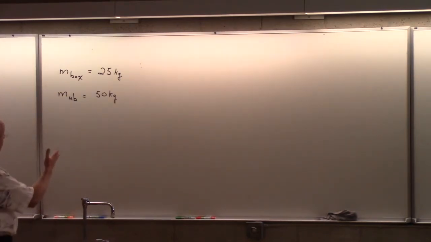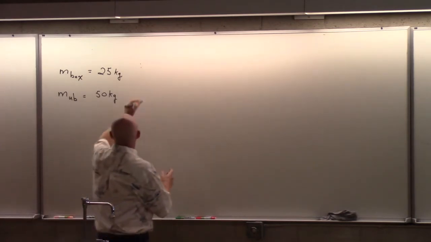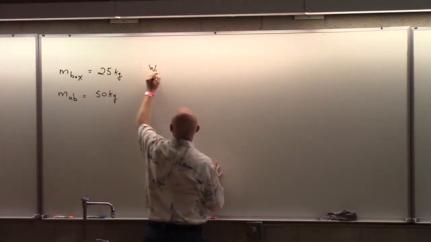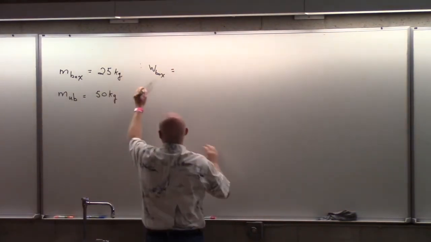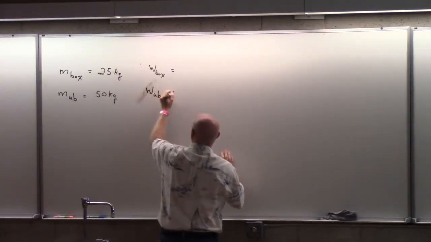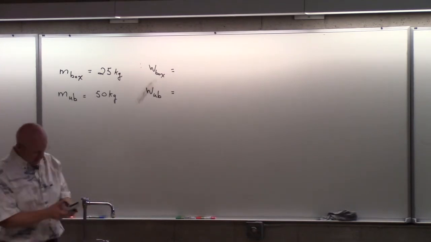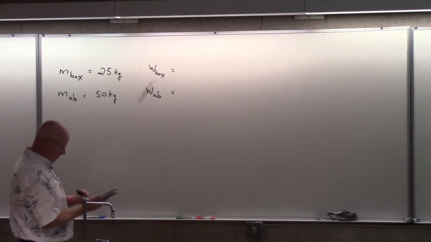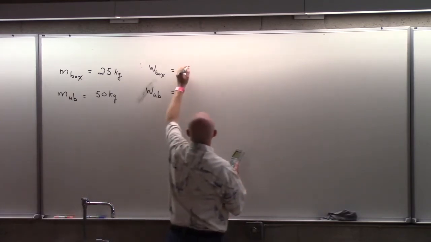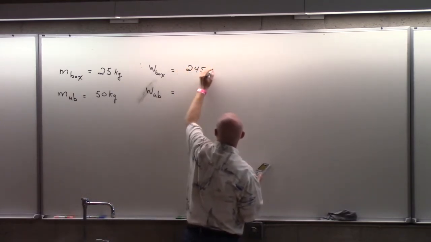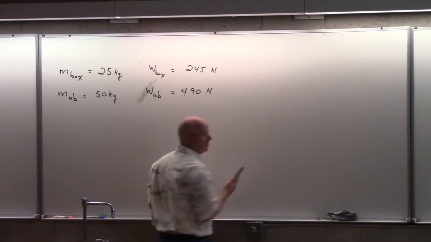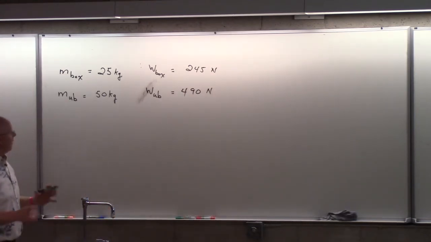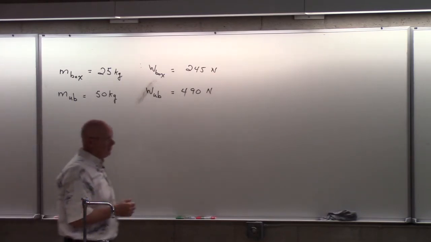All right, with those two in place, let me give myself a number for the weight of the box or the bag, and then I'll do the weight of the upper body. So let me take the 25 and multiply it by 9.8. So this is 245 newtons. And the 50 kilograms would be double, so that's 490 newtons. All right, so those will be the numbers that I'm going to give you in this. But now let's watch the mechanism.